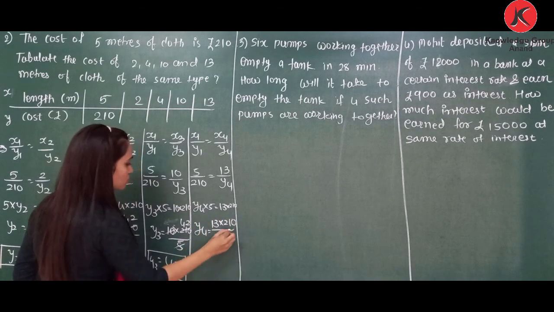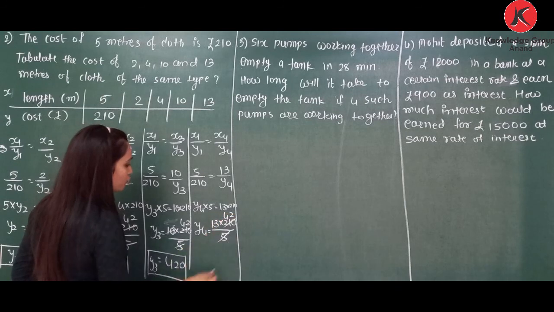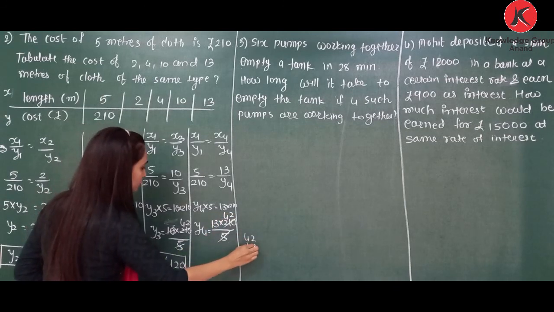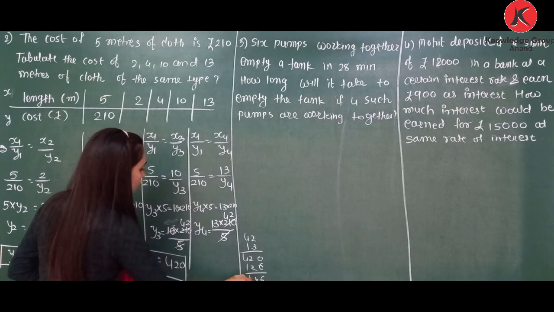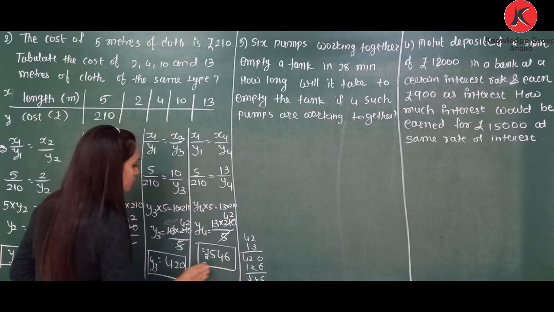divided 5. So multiply 42 with 30. 546 rupees. So that is our answer for 5.